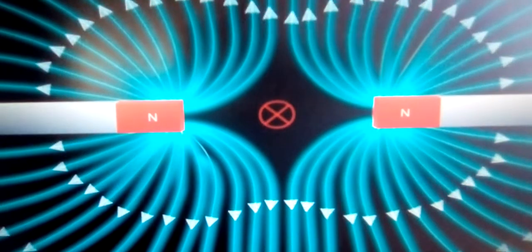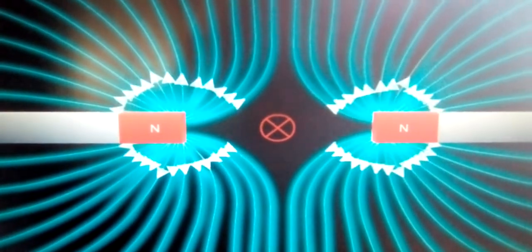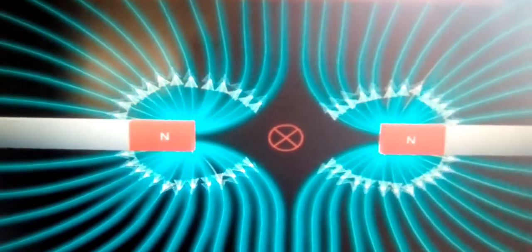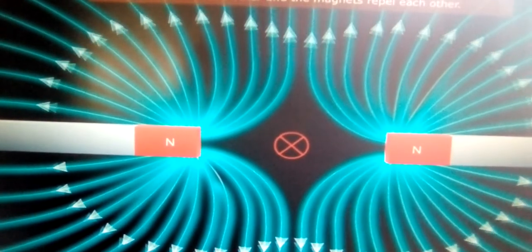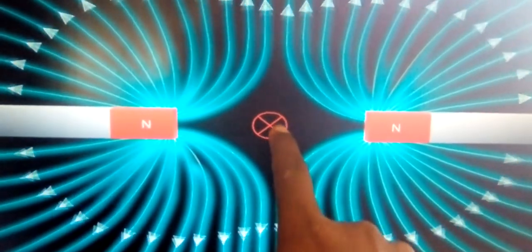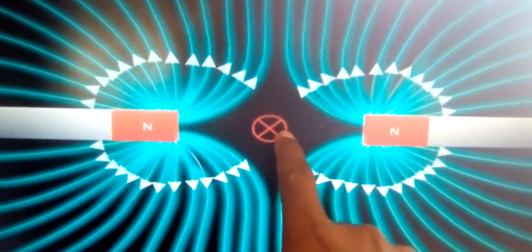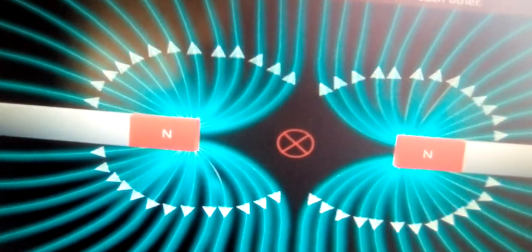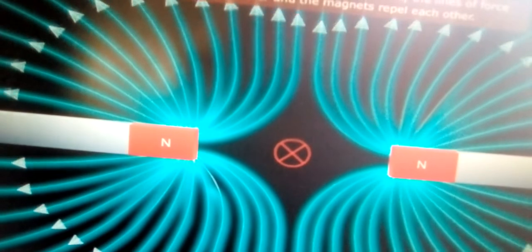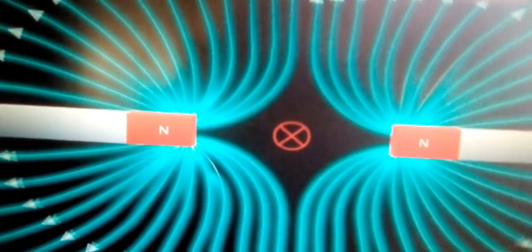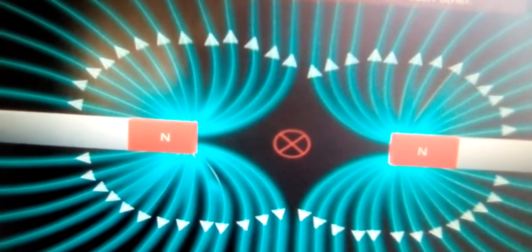When you have two similar poles, the north and the north, they will create a point X. This point X is what we call the neutral point. They repel one another. When you look at these fields critically, they never cross one another. They are the same distance from each other. So that is how the fields behave.